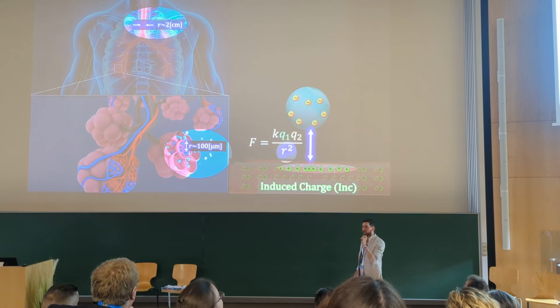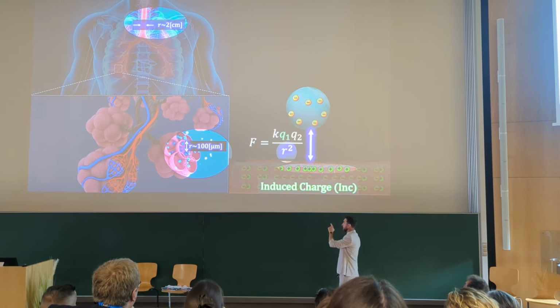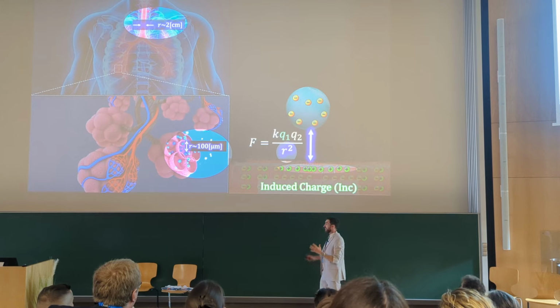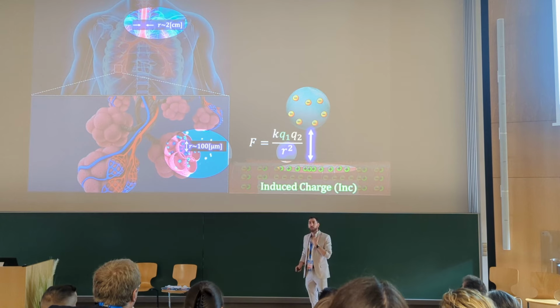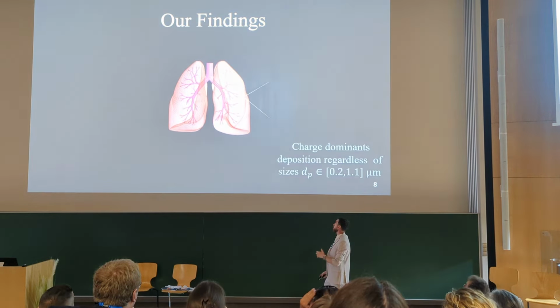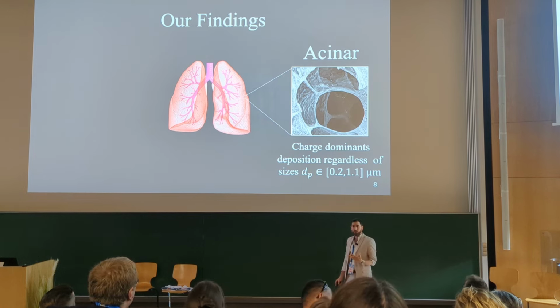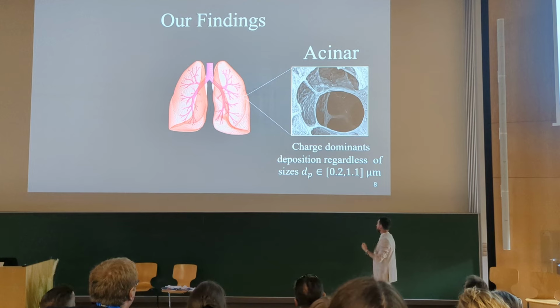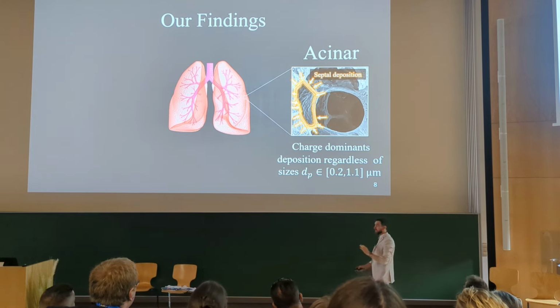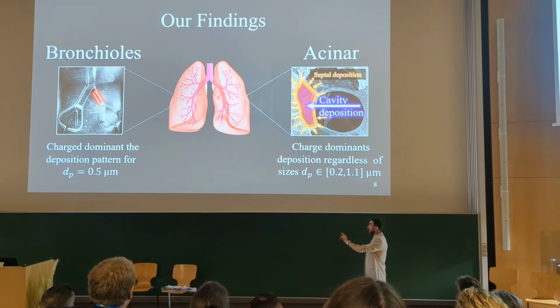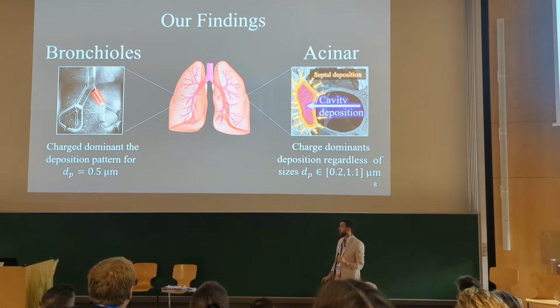I want you to notice a key parameter, the distance from the tissue, to which the effect is inversely proportional. So the electrostatic effect should be really strong in the small compartments of the lungs, when we are really close to the tissue, compared to the upper airway, which is really big. In general, in the research I'm going to share, I saw that in the acinar region charge is completely dominant for these sizes, and I separated septal deposition from cavity deposition. Also in the bronchioles I see a dominant effect of electrostatics.